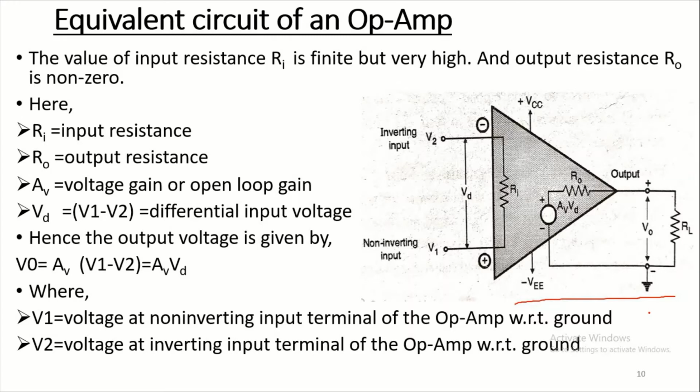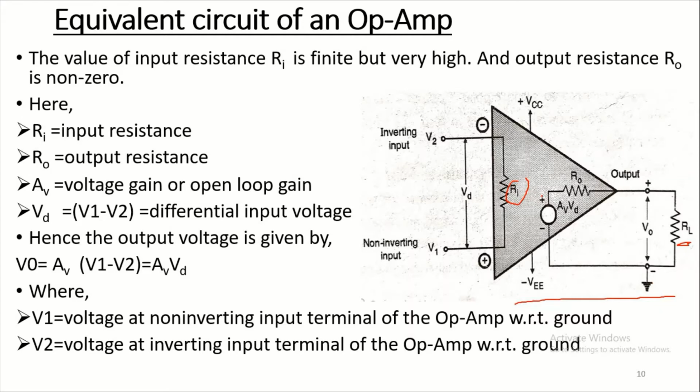It includes important values such as AV. AV means open loop voltage gain. RI is the input resistance. R0 means output resistance. RL means load resistance. The value of input resistance RI is finite but very high here, and the value of output resistance is non-zero because the op-amp is non-ideal.